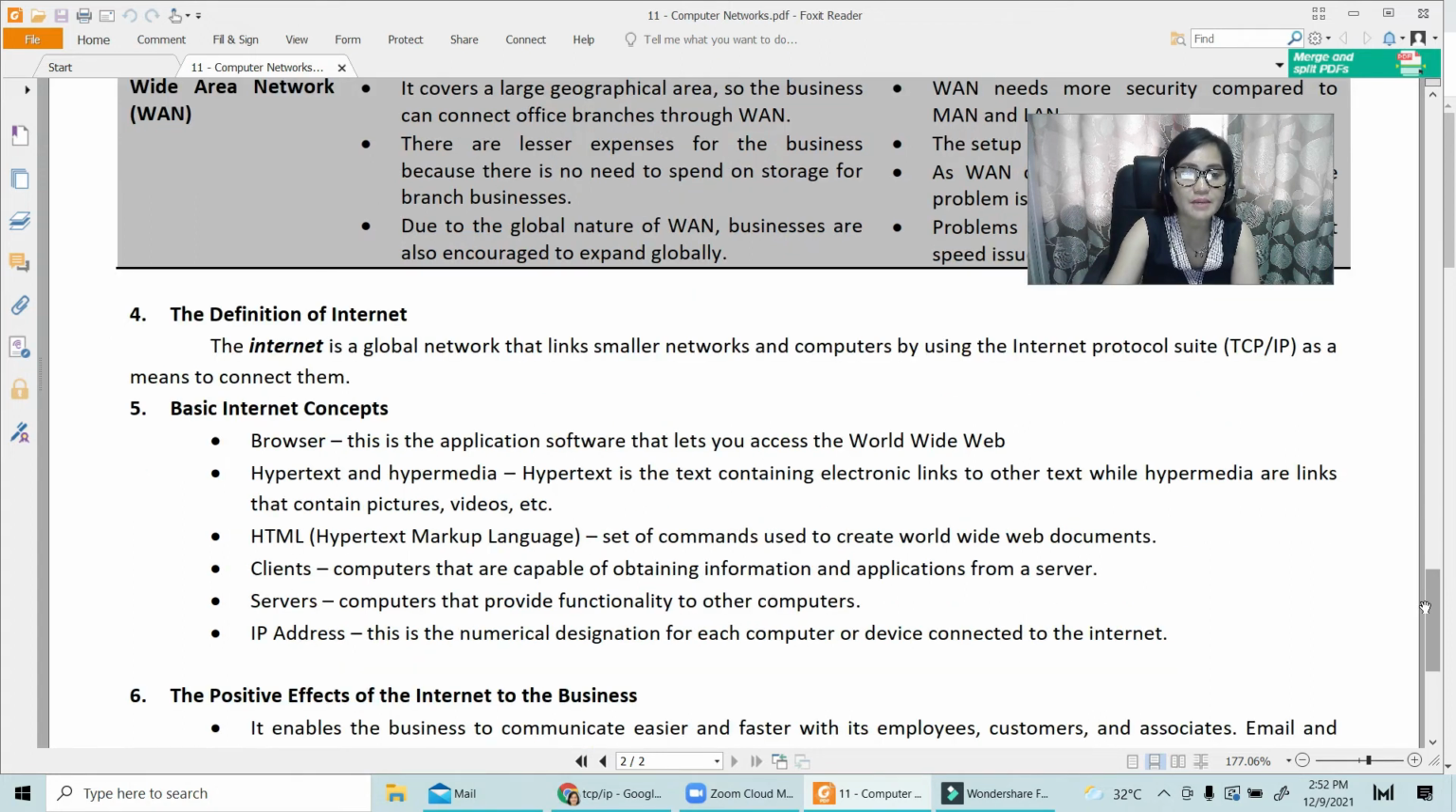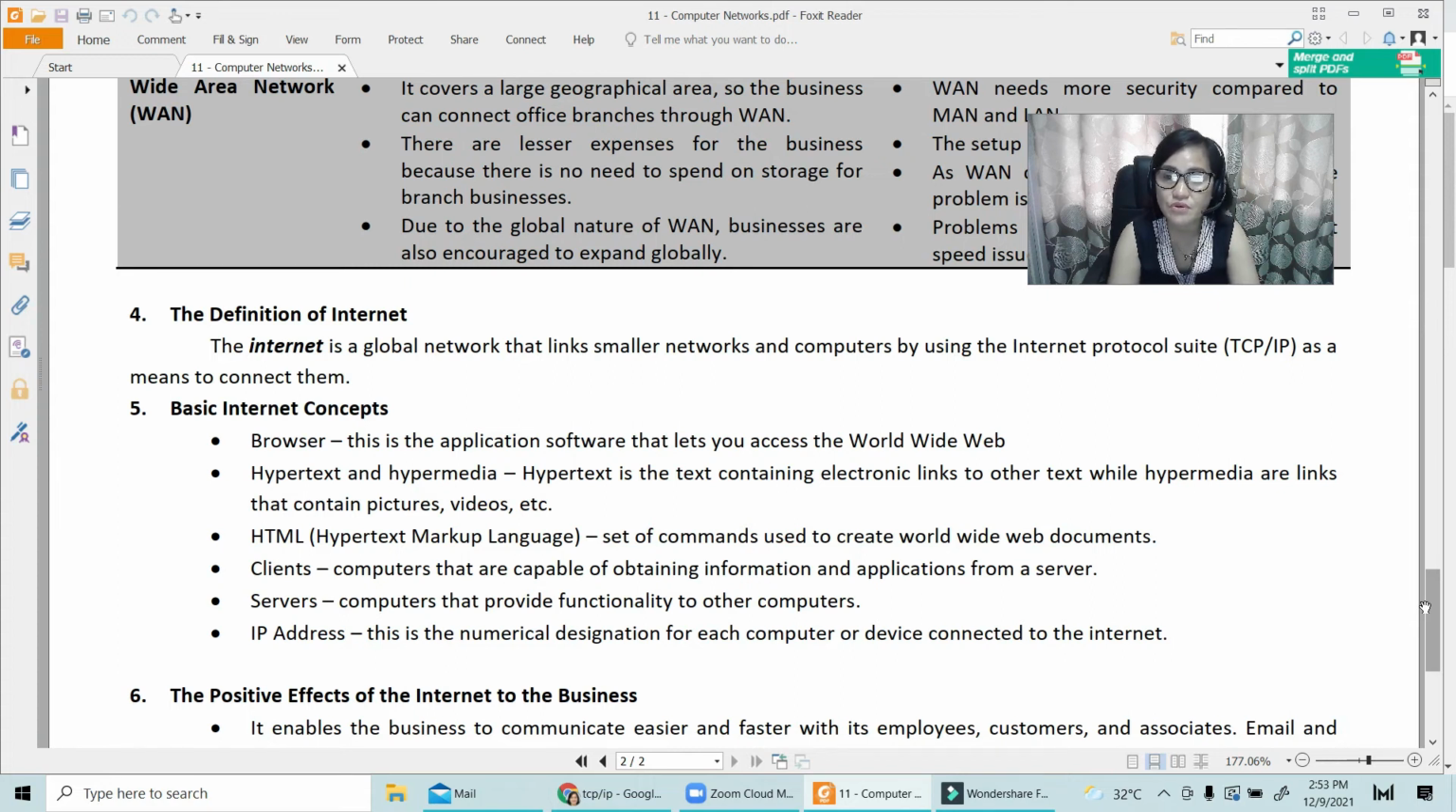Now we have the IP address. This is a numerical designation for each computer or device connected to the internet. So the IP address is like an ID. A typical example is, let's say, in your cellphone you have telephone numbers, and then you also have names. So the telephone number is what we call the identification of the user, like the ownership of the internet that you are using.